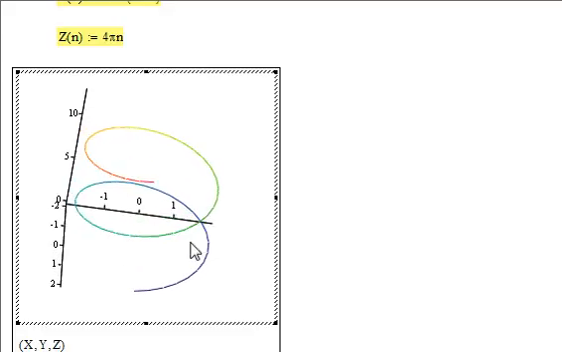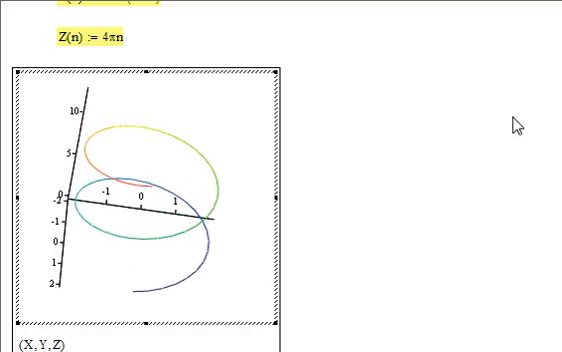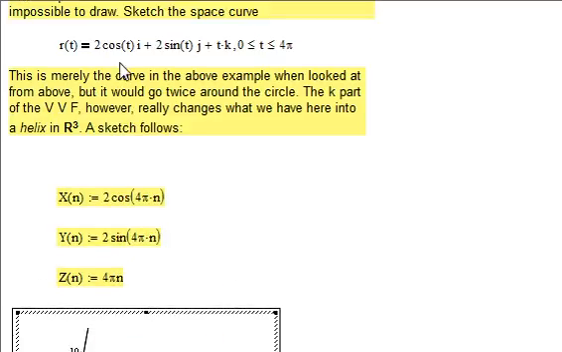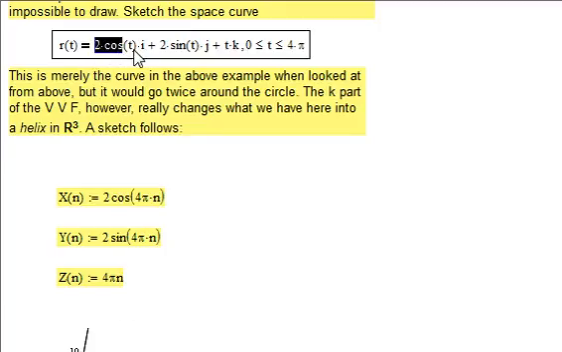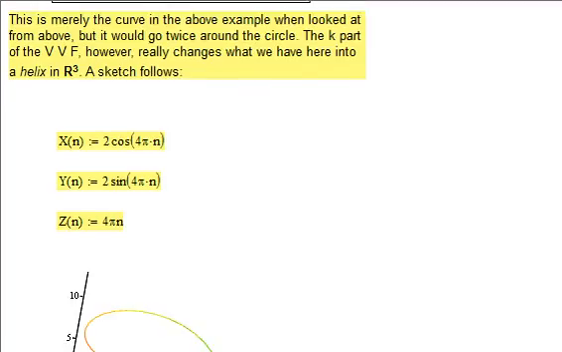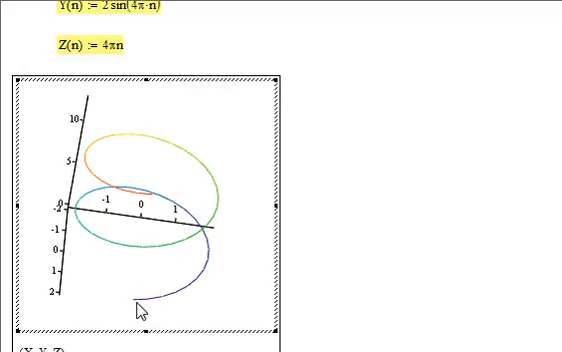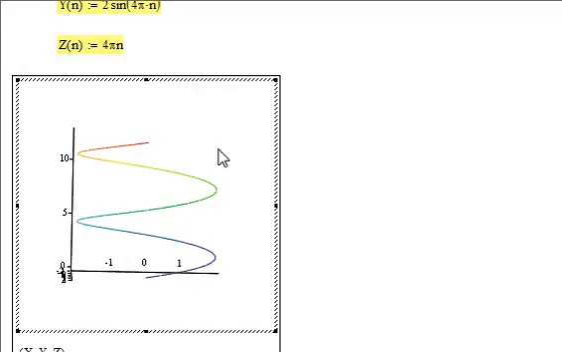We would start, you remember starting, the function looks like this, so when t is 0, the x component is 2, the y component is 0, and the z component is 0. So it starts here and winds up once around the circle. But as we go around the circle, see, the z component is getting higher until we finally get up to here, and that would be z equal to 4 pi, which is about 12.